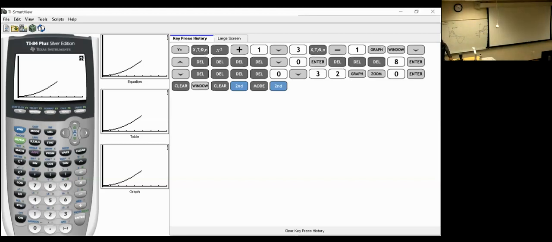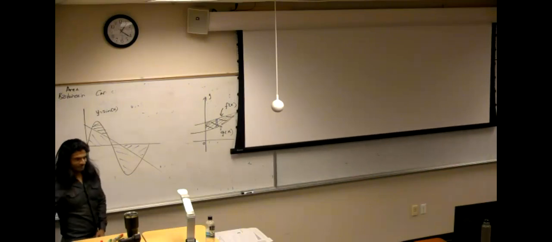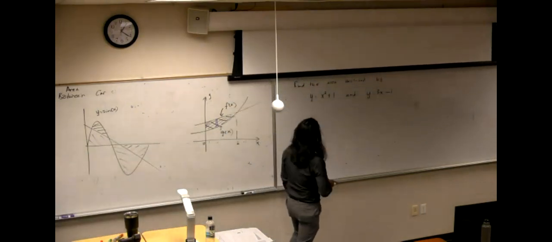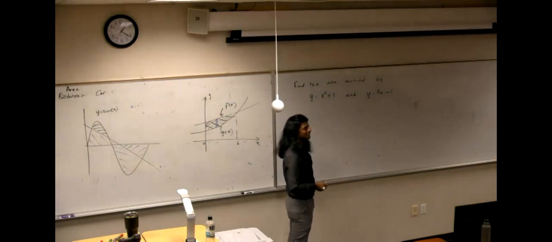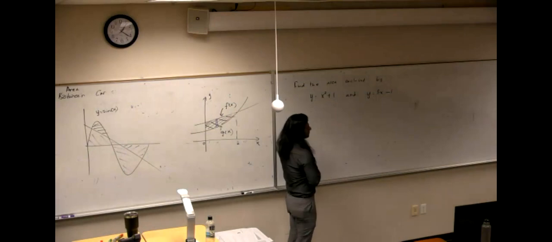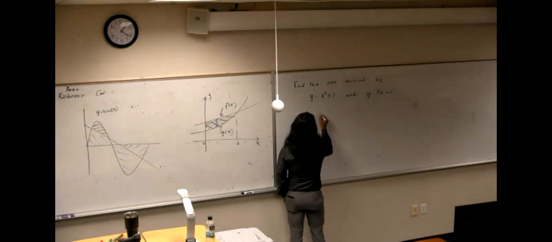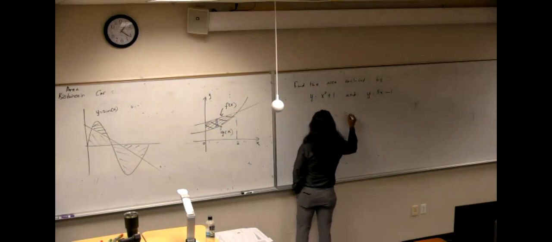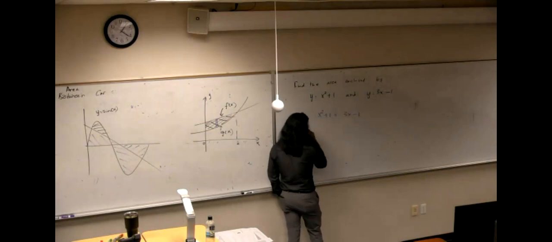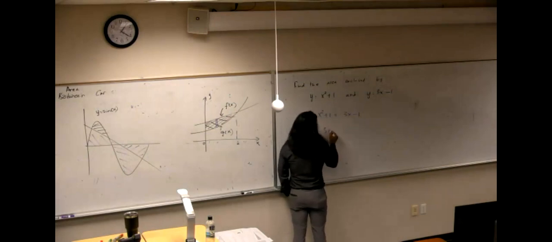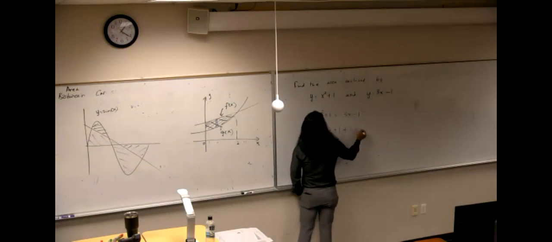How do we go about doing this manually? Thoughts? Go ahead. You have to find the intersection point. Louder, Hannah. You have to find the intersection point first. How do we find the intersection point? Set them equal to each other. So x squared plus 1 equals 3x minus 1. Move everything to one side. X squared minus 3x plus 1 equals 0.